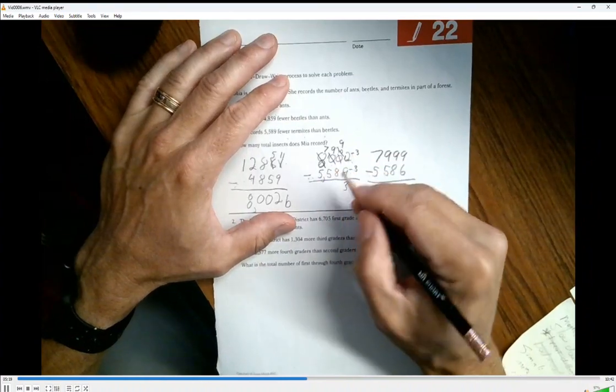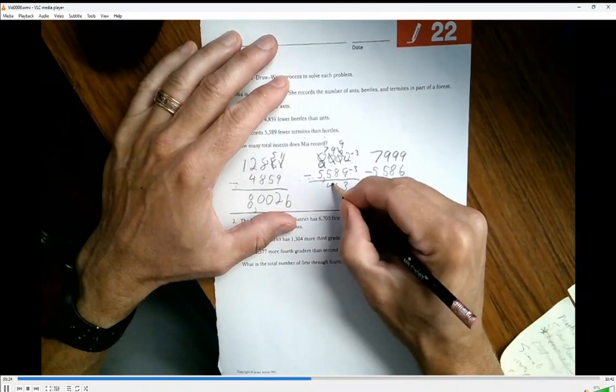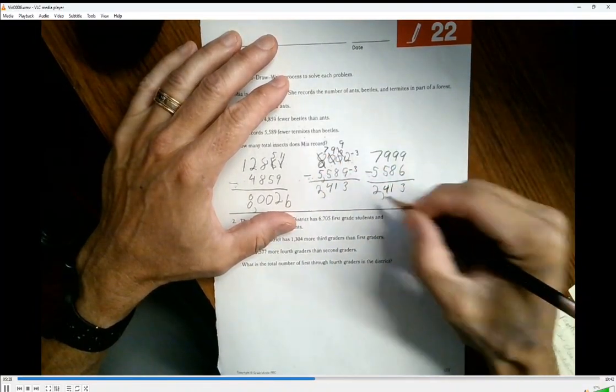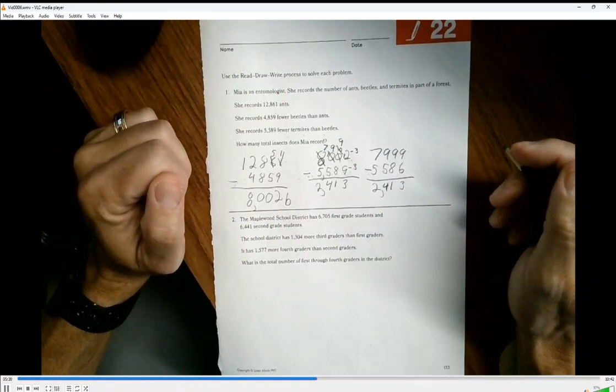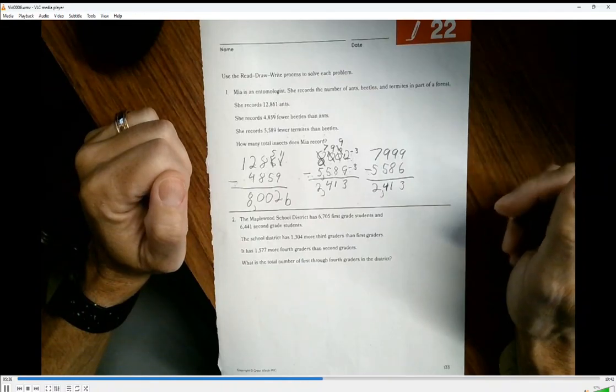We have 9 minus 8 is 1. We have 9 minus 5 is 4. And 7 minus 5 is 2. All right. Look at that. The answers are the same. The constant difference works. Parents, if you're watching, I know this is different. Trust me, had we learned this way when we were younger, it would have been easier.